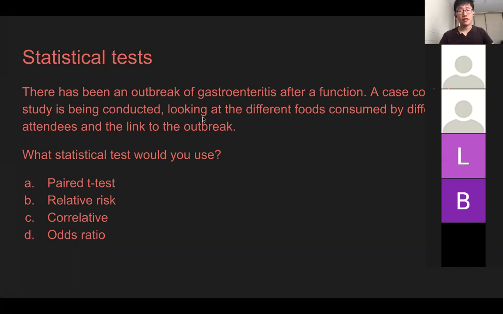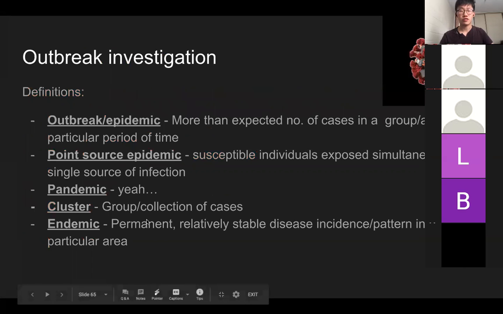Yep. Again, for a case control study, you're going to use your odds ratio. Relative risk is used in your cohort studies or your RCTs. Odds ratio is used in your case control. I think we're approaching the home stretch soon.